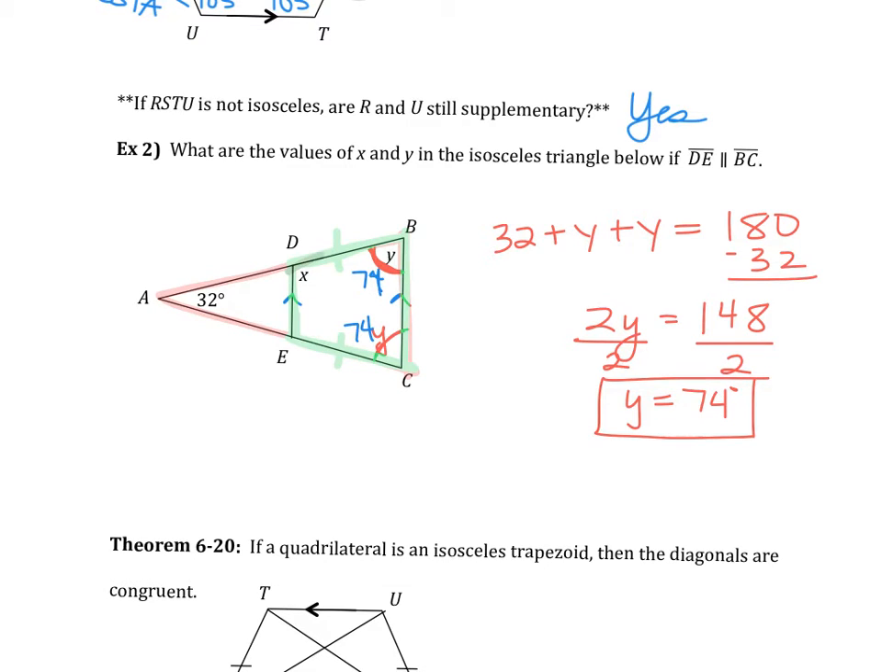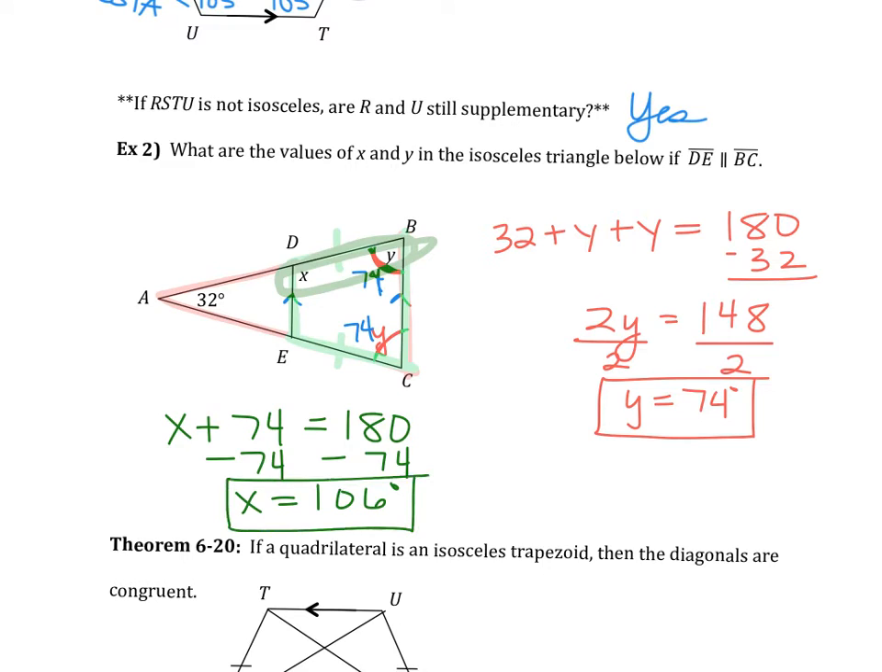Right. So we know that these two have to add up to 180. Okay, those are supplementary. So we would say x plus 74 is going to equal 180 degrees. So take away that 74, and you get x equals 106 degrees. So that would be both of those angles here, 106 and 106. Okay? Questions on that?